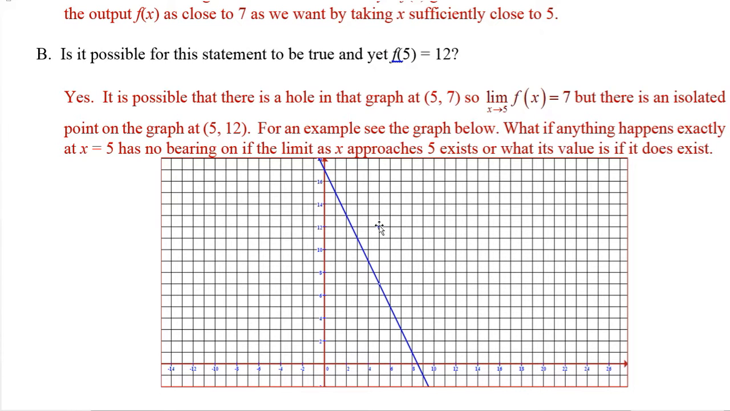This point up here, or whether or not there's a point right here in the hole, in which case it wouldn't be a hole, or whether there's no point at all on that vertical line has absolutely nothing to do with the value of the limit. The limit's what's happening as x gets closer and closer to 5, but not equal to 5.